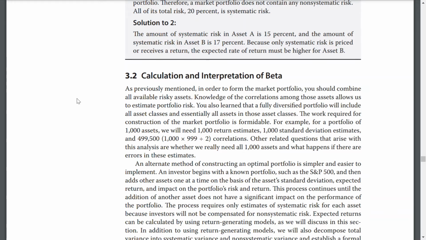For example, for a portfolio of 1,000 assets, we need 1,000 return estimates, 1,000 standard deviation estimates, as well as correlations. Other related questions that arise when doing this analysis are whether we really need all 1,000 assets and what happens if there are errors in these estimates.